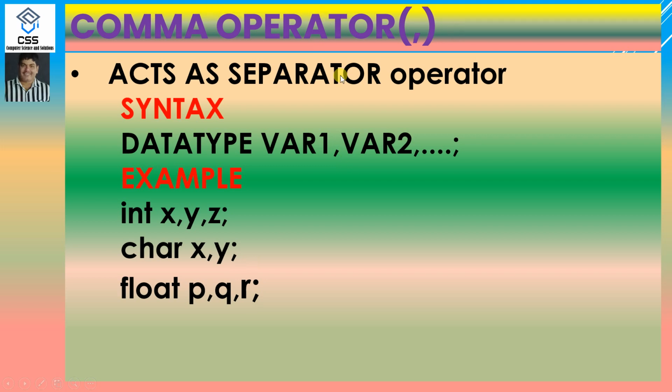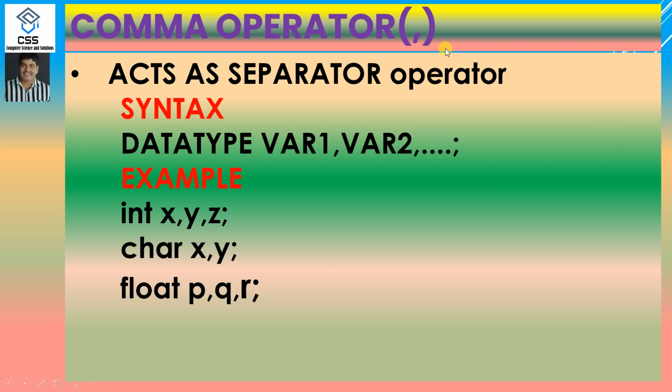Then comes the comma operator. Comma acts as a separator operator. Its syntax is data type variable 1, variable 2. If there is no comma operator, what will happen? Suppose we write integer x comma y comma z. Without the comma operator, we would write integer x, integer y, integer z three times. Similarly, for character x comma y, we would have to write character x, character y. For float p comma q comma r, we would write float p, float q, float r.